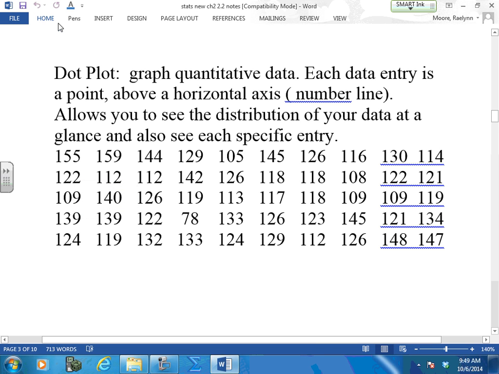Ladies, page 56. Now, a dot plot is just a number line, and we use it for quantitative data. Each data entry is a point above that line. It's almost like the stem and leaf, but where the stem and leaf had groupings, this has each individual point. I like the stem and leaf better because while it showed your groups, it strung out your leaf so you can see your individual points.